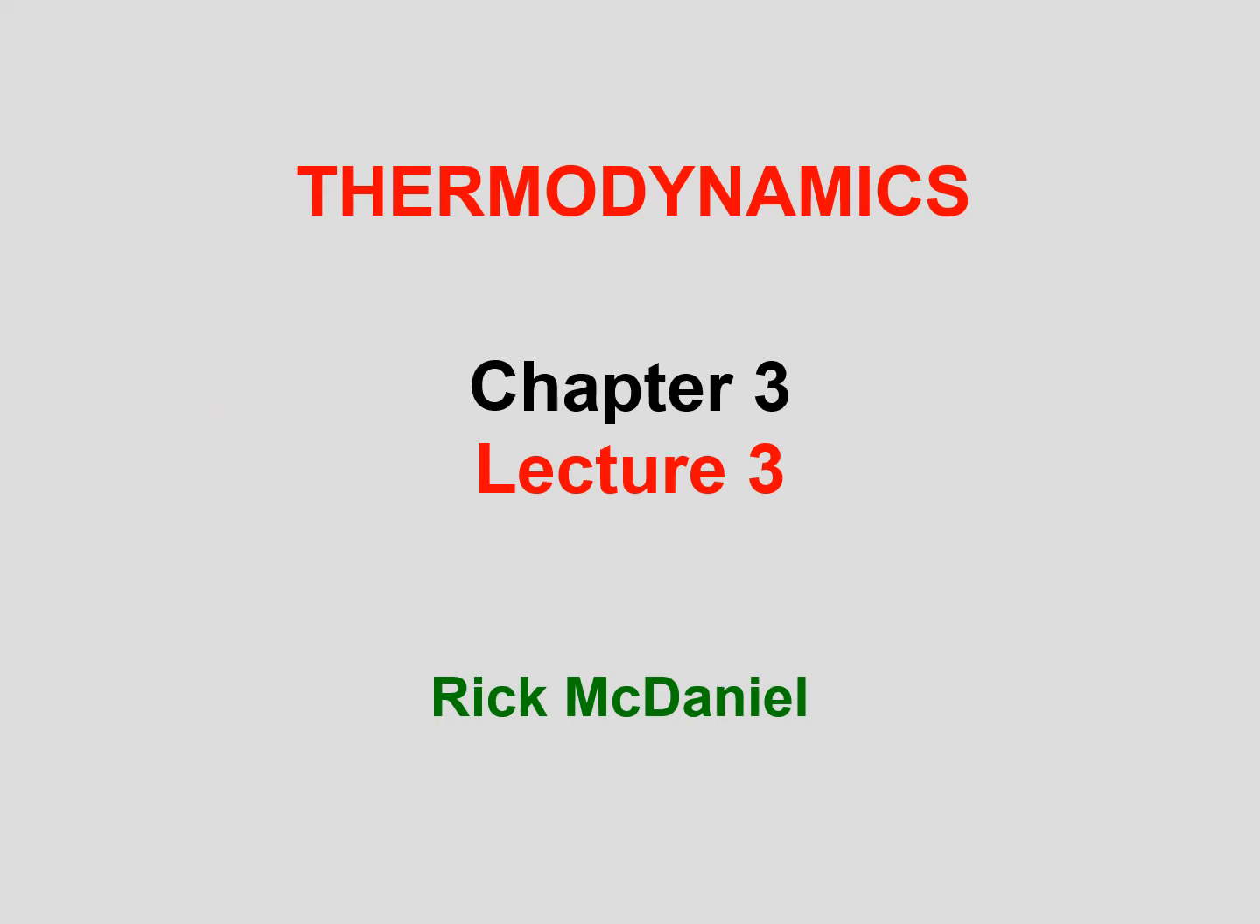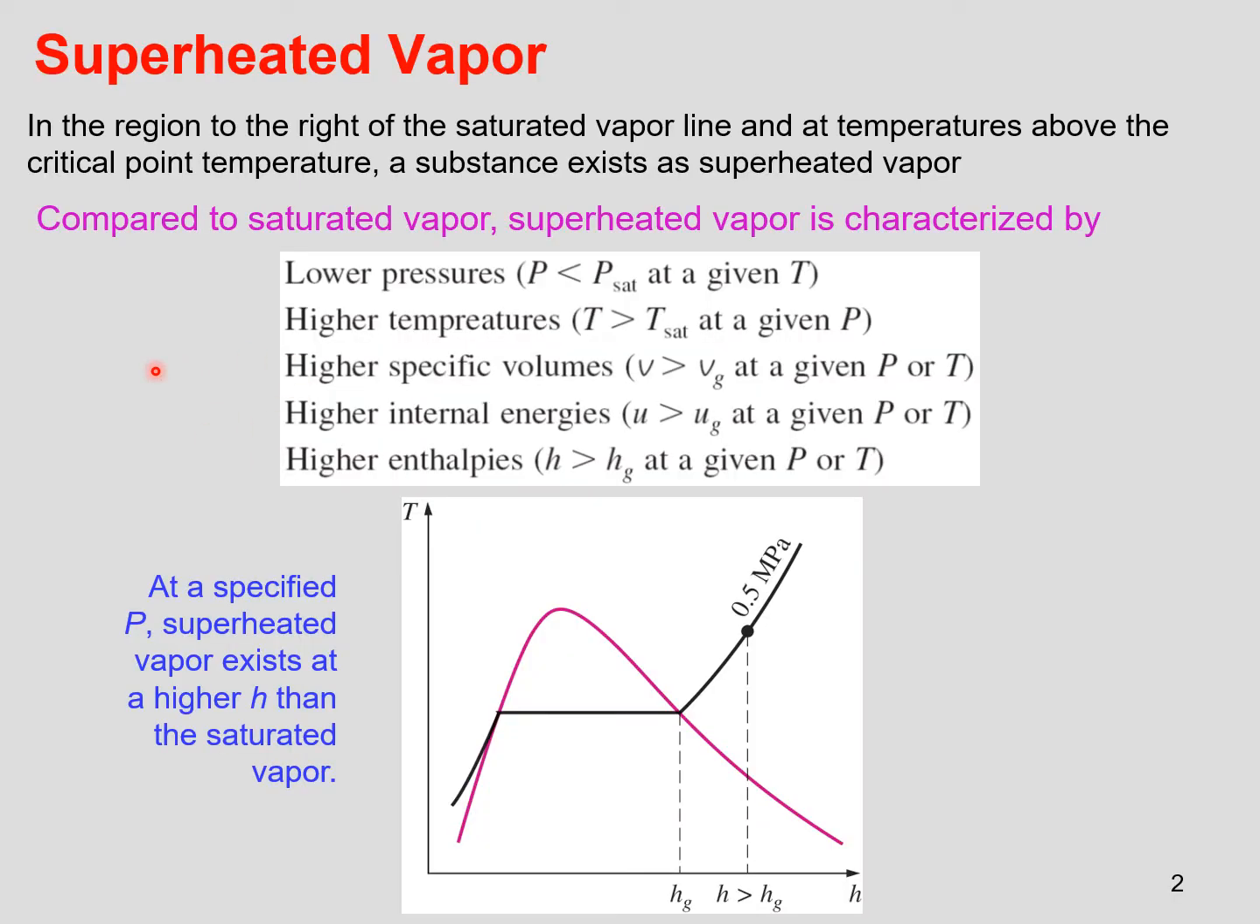Thermodynamics, Chapter 3, Lecture 3. In the region to the right of the saturated vapor line, and at temperatures above the critical point temperature, a substance exists as a superheated vapor.